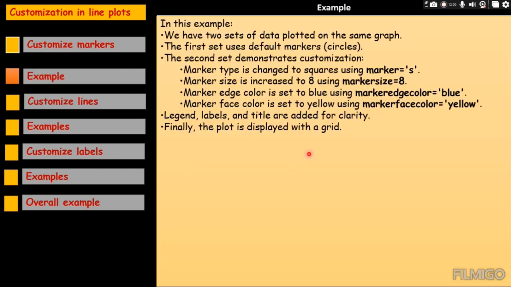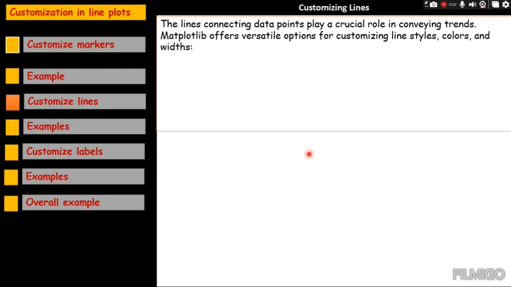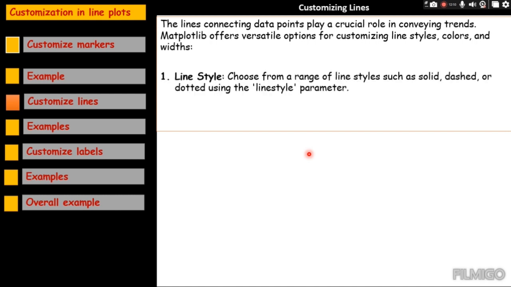Customizing lines. The lines connecting data points play a crucial role in conveying trends. Matplotlib offers versatile options for customizing line styles, colors, and widths. Line style: choose from a range of line styles such as solid, dashed, or dotted using the linestyle parameter.